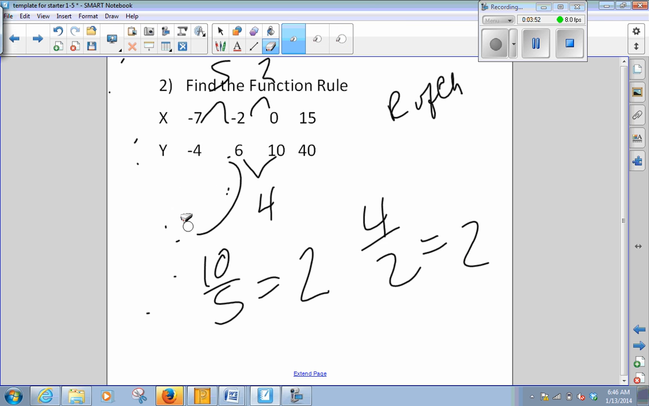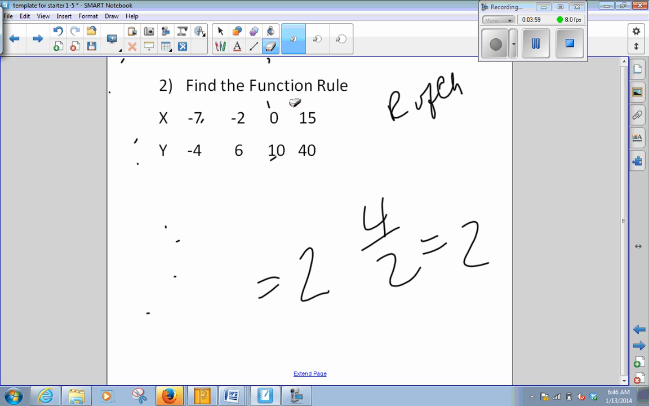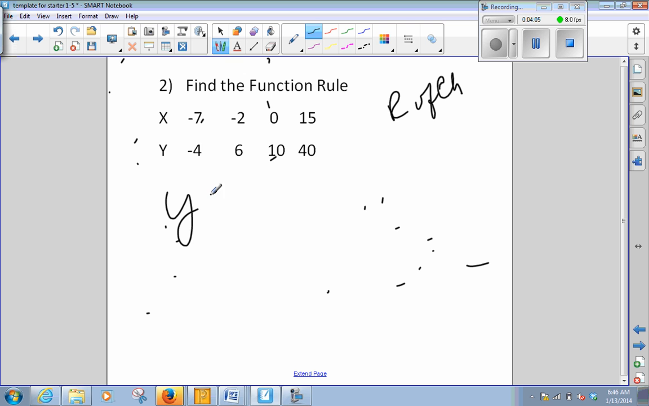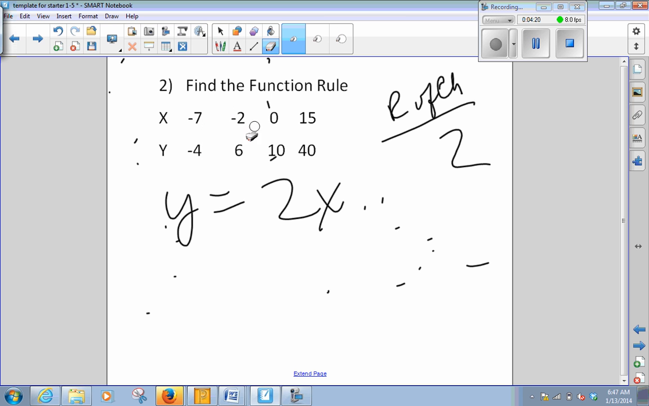Because the rate of change is 2, I know that the function rule, remember that another word for function rule is an equation that'll work for all of this table of values, has something to do with y equals 2 times x. The rate of change always goes in front of the x. Let's see if that works. Negative 7 times 2 is not negative 4. So that means I still need to do something else.